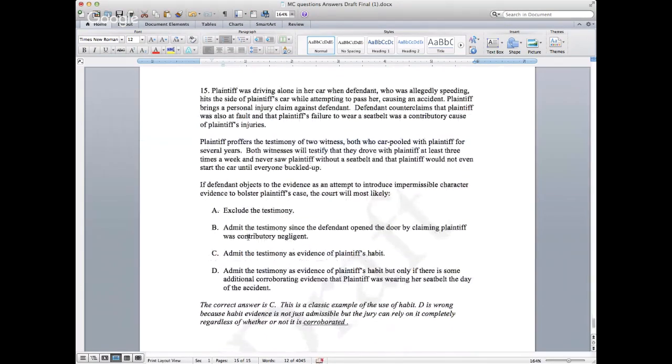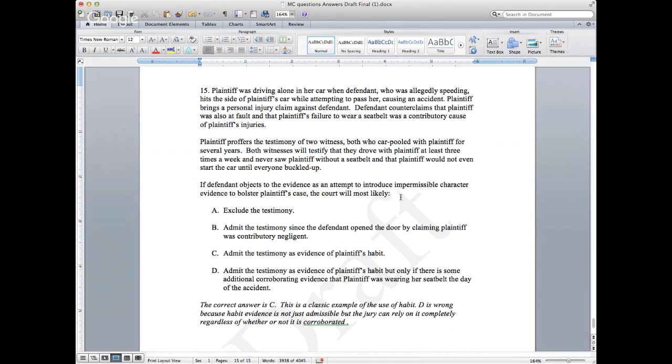All right, the plaintiff. I'm going to go right to the core of the question one last time. The plaintiff objects to the evidence as an attempt to introduce impermissible character evidence to bolster the plaintiff's case. The court most likely. Okay, so we've got character evidence and somebody's trying to introduce it. There are very limited exceptions to character evidence. Habit, routine is one. There's another one where you're trying to admit it for another purpose other than character, things of that nature, or if this is a character witness, reputation and opinion. So, very, very few exceptions, but let's look at this question.